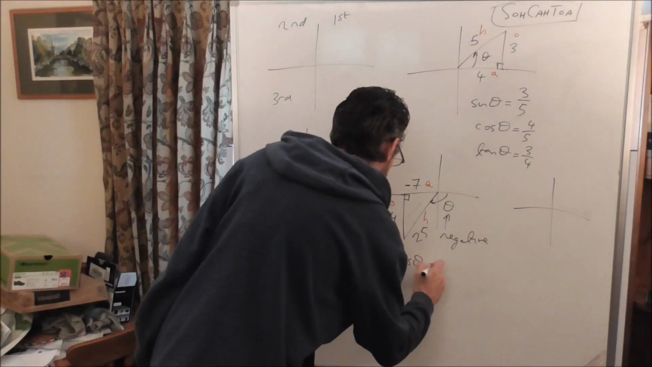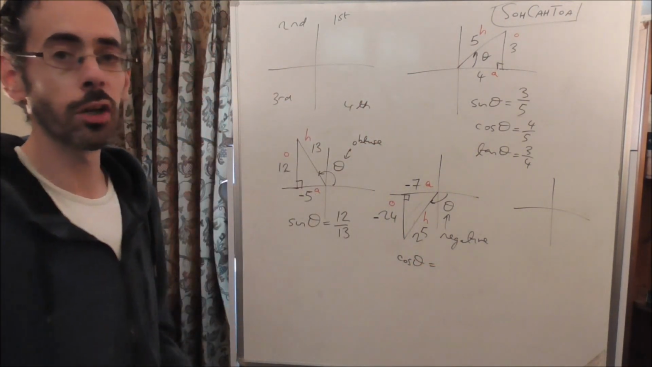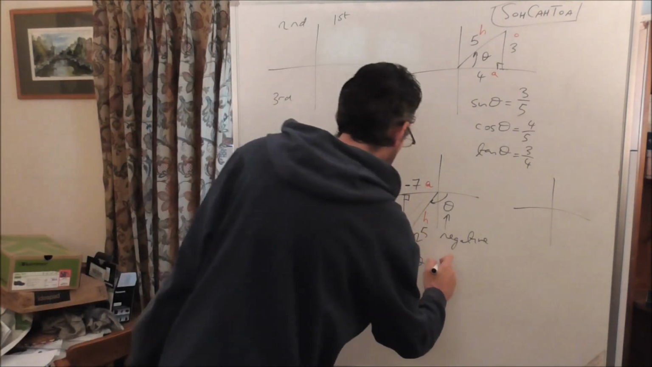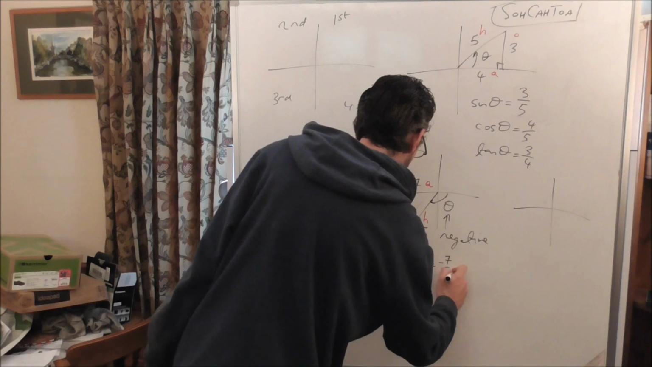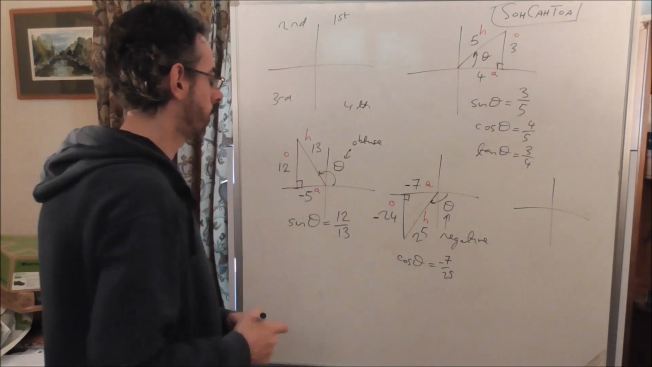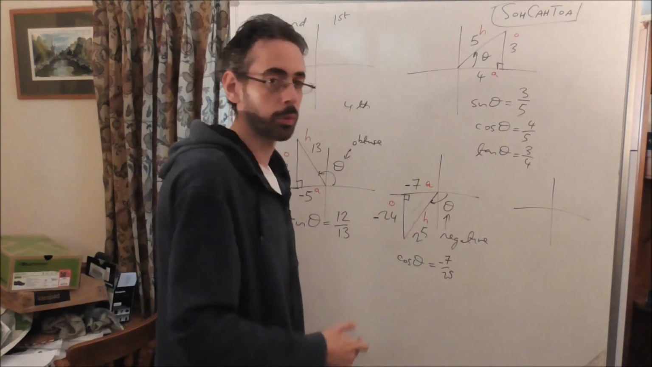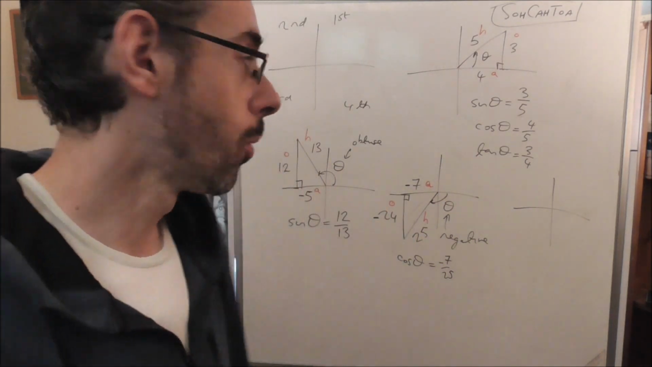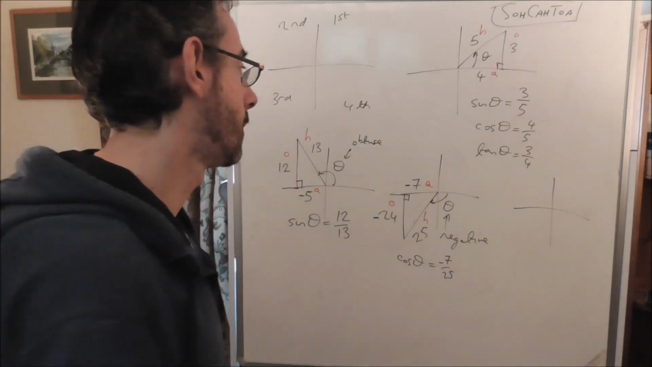So I did sine theta there, let's do cos theta here. Cos theta is adjacent over hypotenuse, so it's minus 7 over 25. So notice the cos theta is negative, and that's because the adjacent is negative, because it's going to the left.